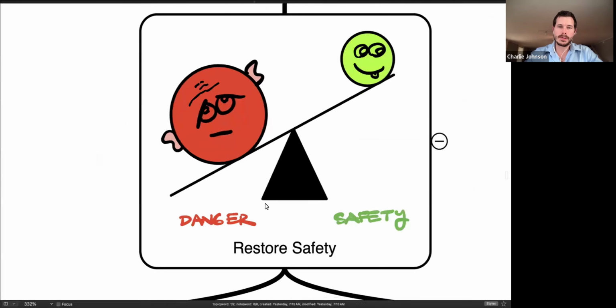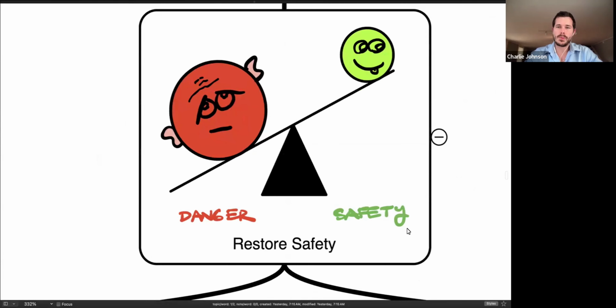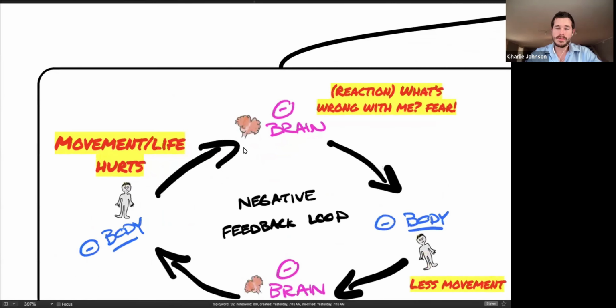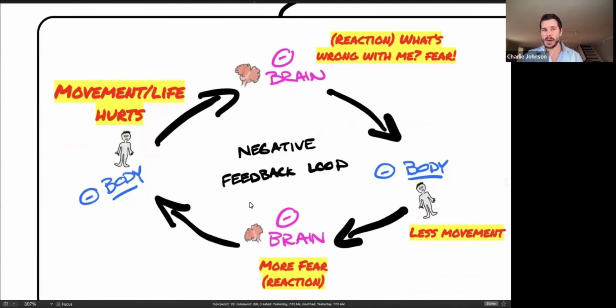So just a quick picture here. He's in a state of danger and we need to restore safety. How do we do that? We can do it many ways. For him, the focus is going to be on retraining his brain by using safe motions to help him break this negative feedback loop. This is pain right here.